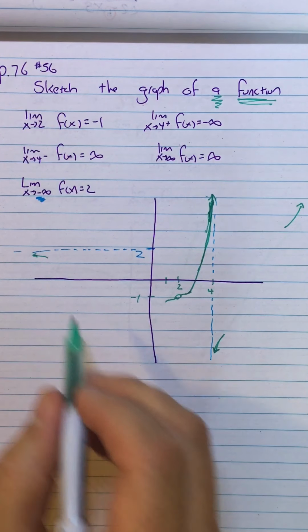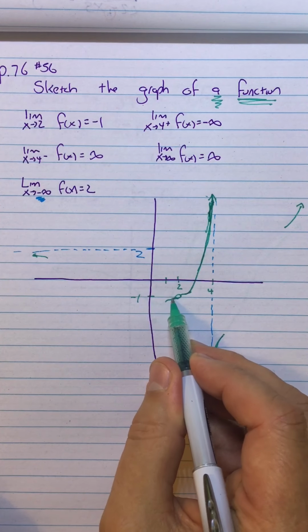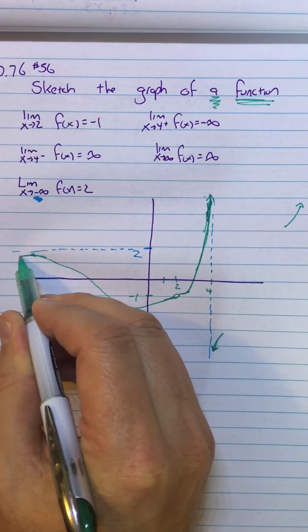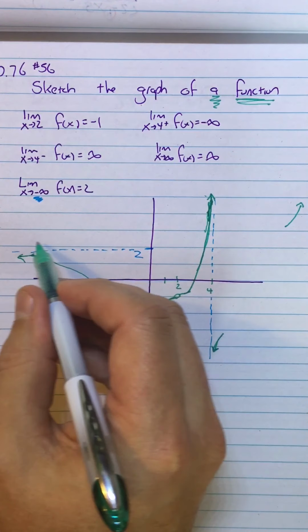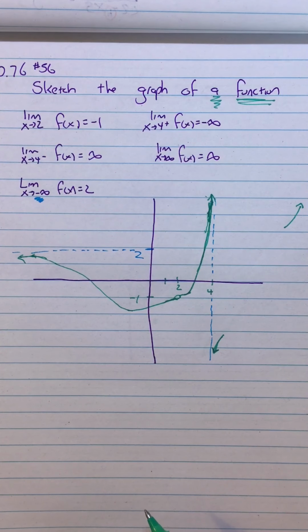Now I've got to connect to this piece over here. It didn't say anything about what the y-intercepts or x-intercepts are. They could be anything. So I could go down and I could come back up. I'll just try to keep it simple. As far as I know, this could go down and come back up and cross the horizontal asymptote and then come back down. Remember, a graph can cross a horizontal asymptote, just not a vertical asymptote.